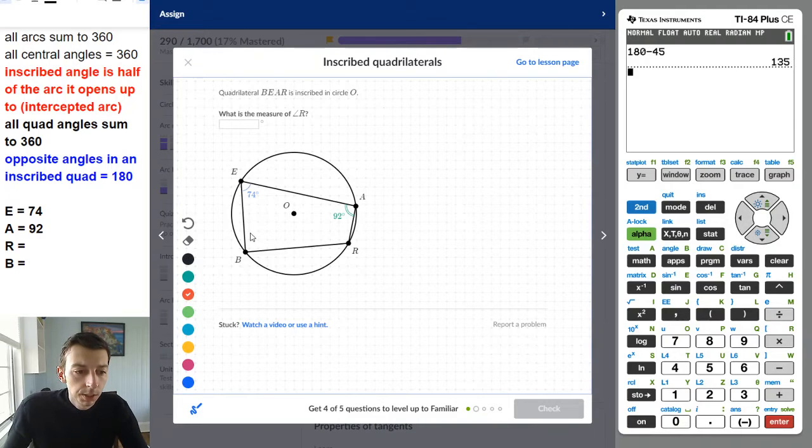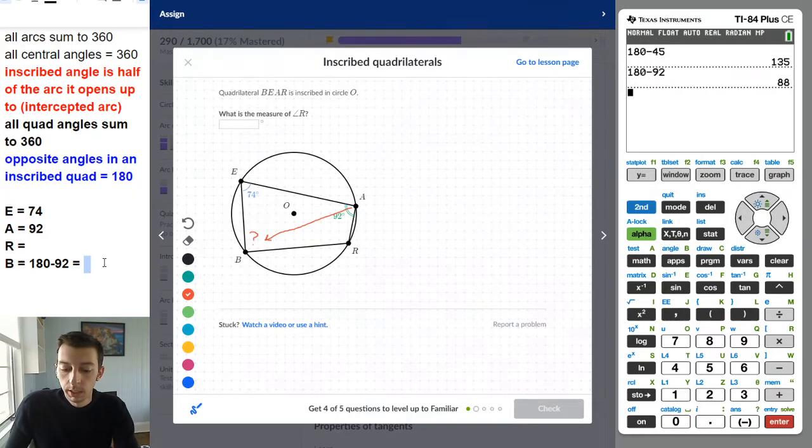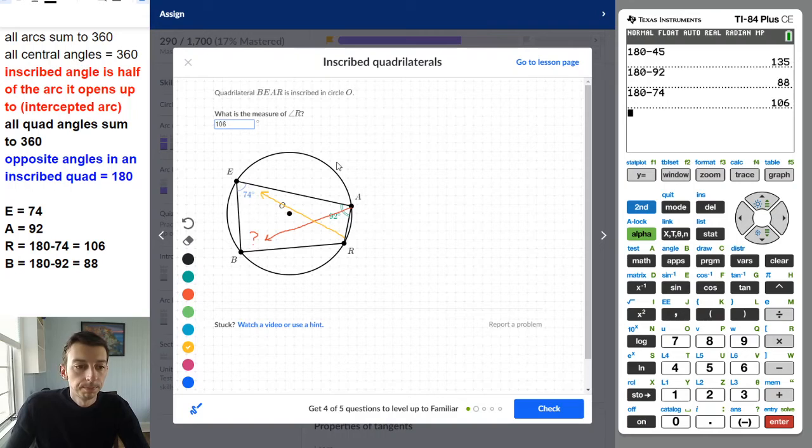Now, B, this angle right here, is opposite 92. If you look at it, it's on the opposite side of the shape. So I should be able to do 180 minus 92 to find out what angle B is. 180 minus 92, and that comes out to 88. So I know that's 88. Angle R is on the opposite side of the shape as the 74. So I should be able to do 180 minus 74 to get that. Now 180 minus 74 should come out to 106. So 106 is the measure of angle R.